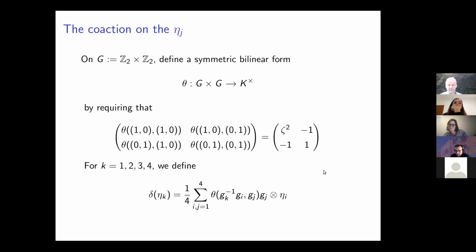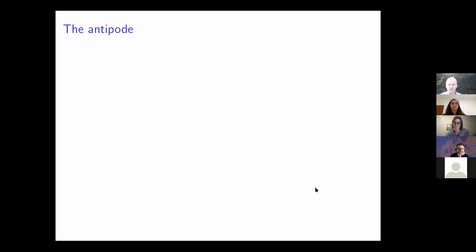And then you define the coaction as follows. So you see here the coaction on eta k is, this here is in H, and this here is again in A. Oh, that was not right. So it's a double sum, and here these elements are numbers. These are coming from this bicharacter or bilinear form, which is defined over here. So this is how the coaction looks.